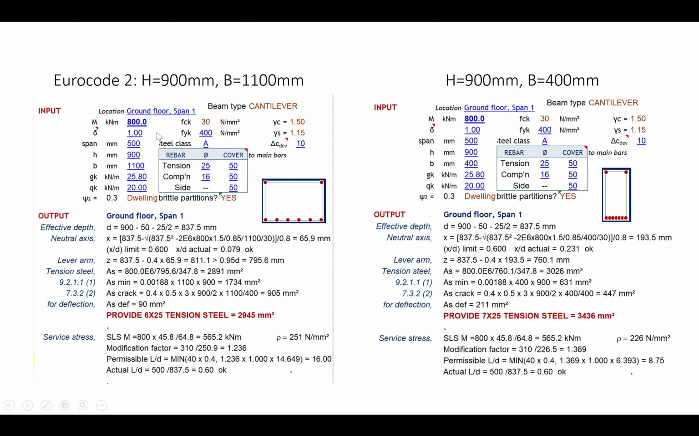This slide is for detailed calculation based on Eurocode 2. The height is 1.1 meter, and here b is 0.4 meter, and we have different results of the required reinforcement here and the provided reinforcement here.